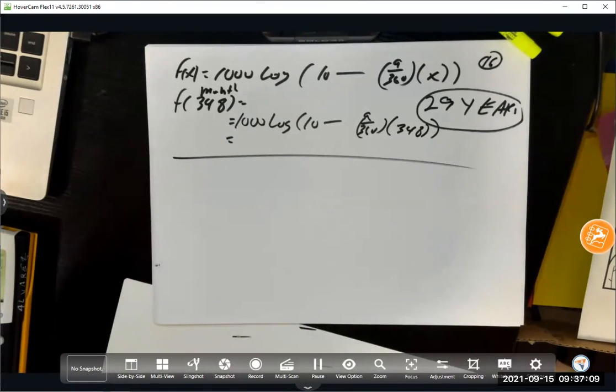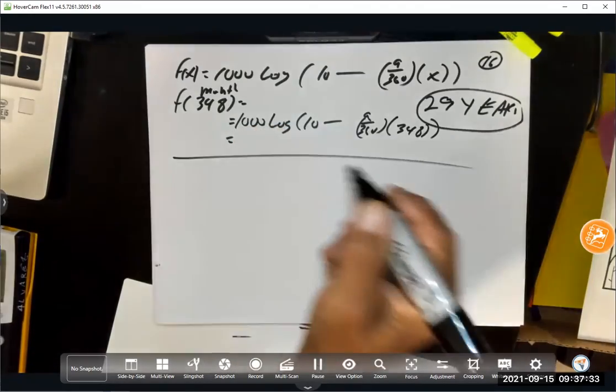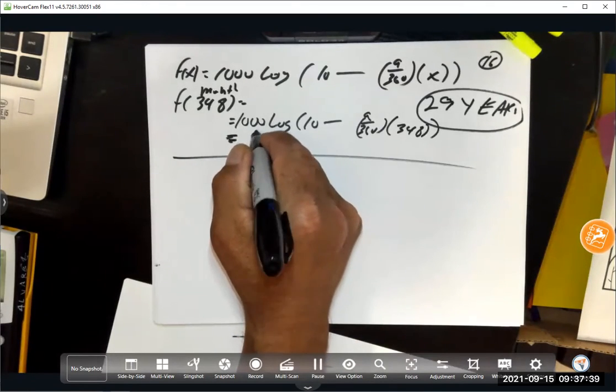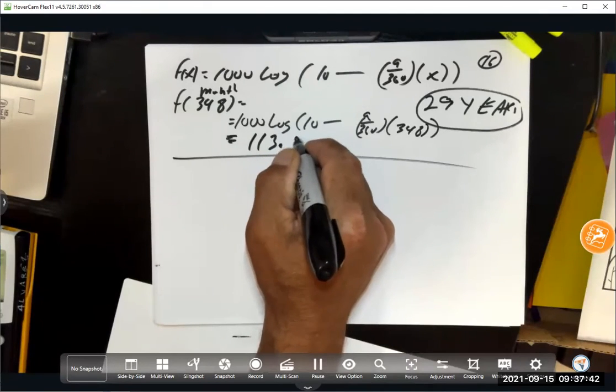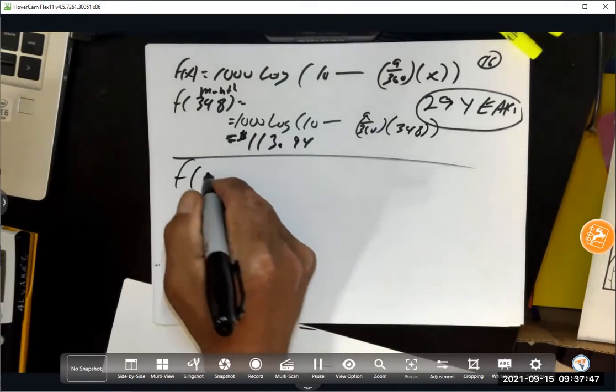Okay, hold on, let me do a reminder. 1,000 times log 10 minus 348 payments. Okay, how much? How much do I owe after 29 years of making payments on this credit card? It is 113.94. Okay. So now, finally, I'm going to do this one.